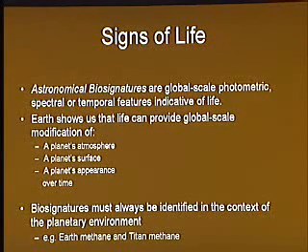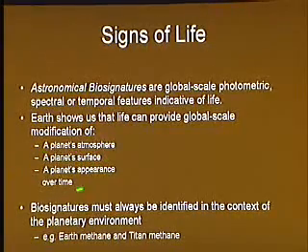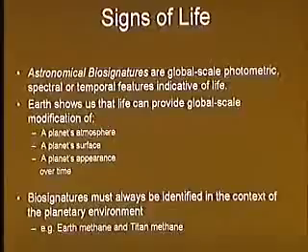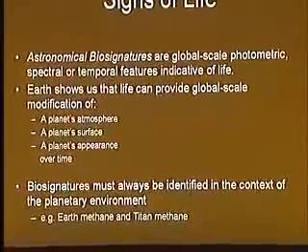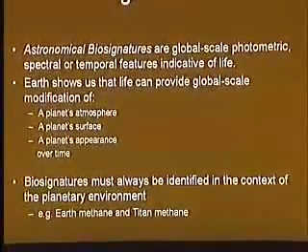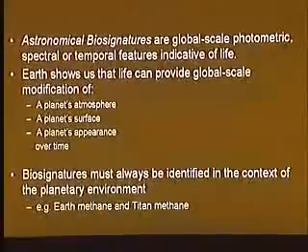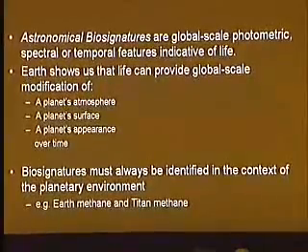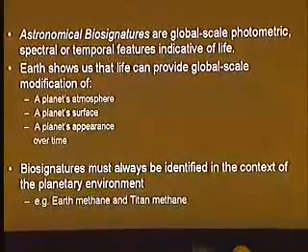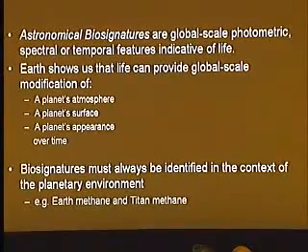And if you look at the Earth, there are 3 major types of biosignatures that I can think of. First of all, there are things in the planet's atmosphere, there are things on the planet's surface, and there are ways that the planet's appearance, both its surface and its atmosphere, change over time that tell us that life is there. But the other thing we have to remember before we go rushing off and saying, oh, we'll look for oxygen, for example, is that biosignatures must always be identified in the context of the planetary environment you find them in. Otherwise, you'll get fooled.